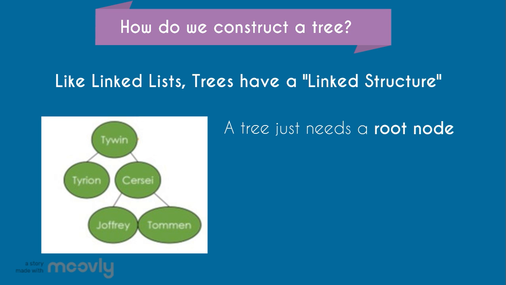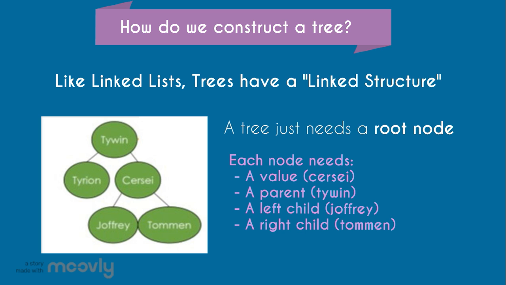So how would we construct this? The tree will have a linked list structure, meaning that it will be built by connections to different references. The tree itself only needs a root node, just like a linked list only needs a head. Then you need a reference to a node. But what do the nodes look like?